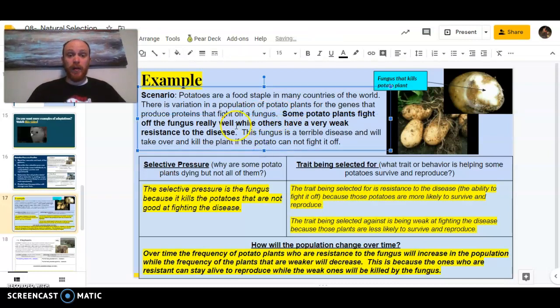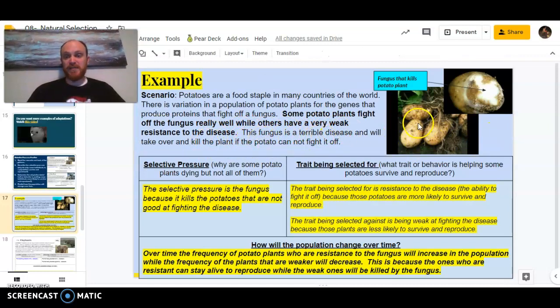fight off the fungus really well. Other potato plants have very weak resistance to the disease and are killed very easily by it. Okay, and that's because of the genes. So this fungus is a terrible disease and will take over and kill the plant if the potato cannot fight it off. So here's actually a picture. In case you've never seen a potato before, that's a potato. And this is actually a fungus that kills potato plants.